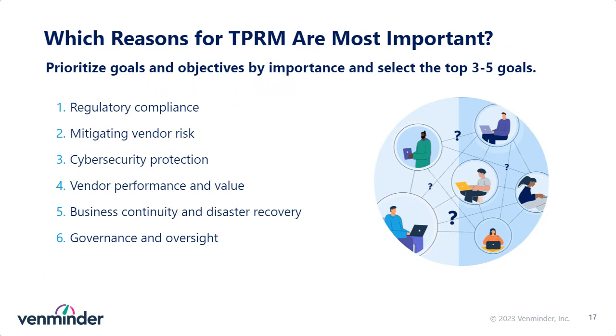Now, once you've got that list, you're going to put them in order from most important to least important. And we're going to select the top 3 to 5. Now, I'm going to tell you we're not going to do more than this right now because this is something we can build upon later. So to get started, I've put a list together of what my imaginary organization would value. So regulatory compliance, mitigating vendor risk, cybersecurity, vendor performance value, business continuity, etc. So put them in order. Pick your top 3 to 5.